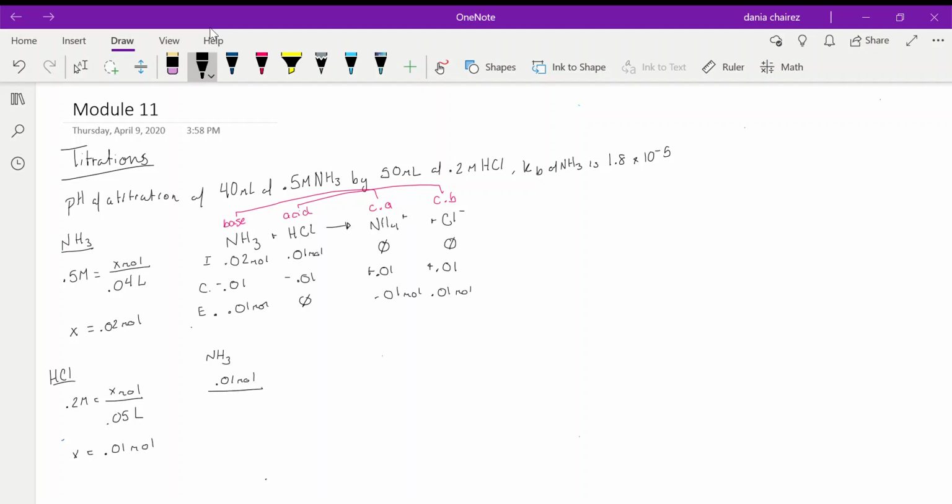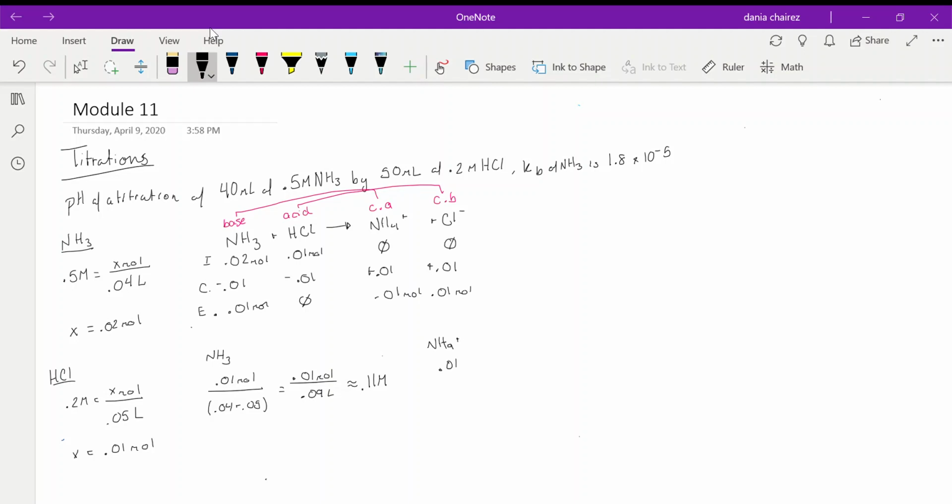And now, since we added our 50 mils to the 40 mils, we have a total of 90 milliliters, which is just our 0.04 liters plus 0.05 liters, which would equal 0.01 moles over 0.09 liters, which is about 0.11 molar, and it's the same formula for NH4 and the Cl minus.